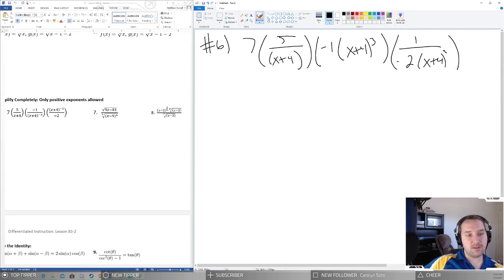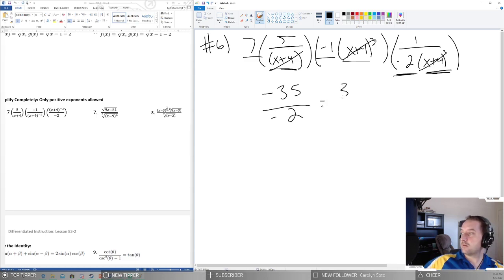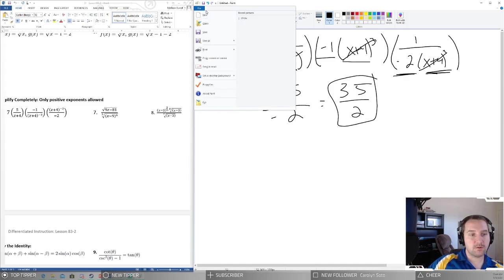So I got rid of the negative exponents. Now I have 3 x plus 4s on the bottom, and I have 3 x plus 4s on the top, so they're all going to cancel out. And then now I have 7 times 5 times negative 1. So that's going to be negative 35 over, and then I have a negative 2 on the bottom. So that's just going to be 35 over 2. Comments or questions on that one?